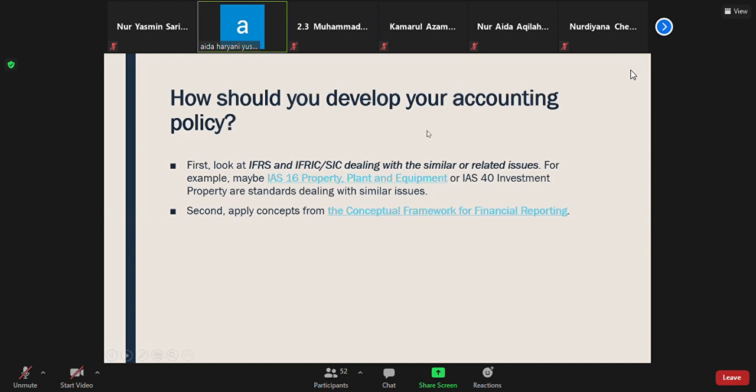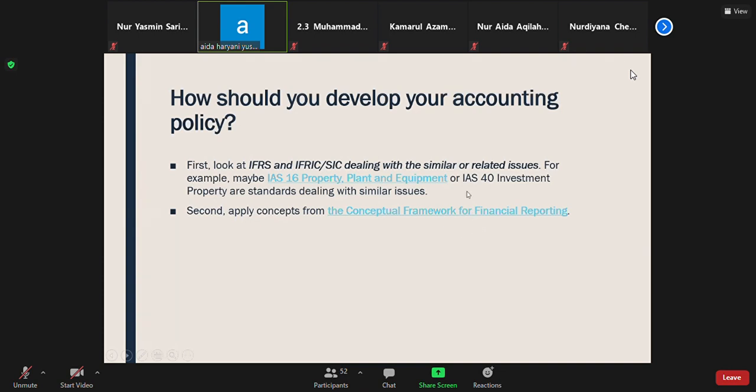Then how should you develop your accounting policy? First, you have to look at the IFRS dealing with similar or related issues. For example, there may be IAS 16 or 40. I hope that by now you understand the difference between IAS 16 and IAS 40. We have prepared questions, many exercises on this. So you look at the issue here, and second, you apply concepts from the conceptual framework for financial reporting.